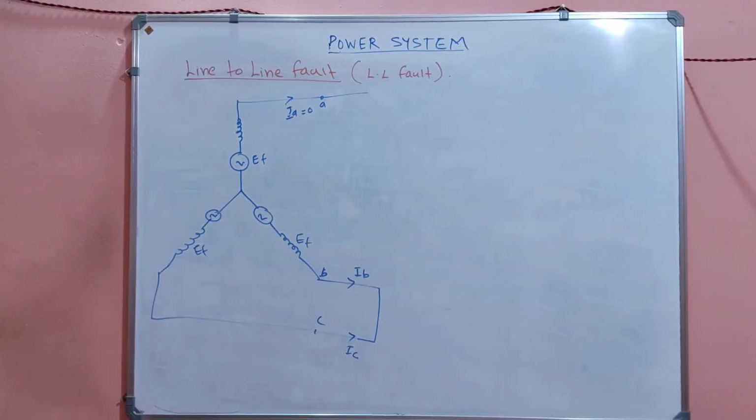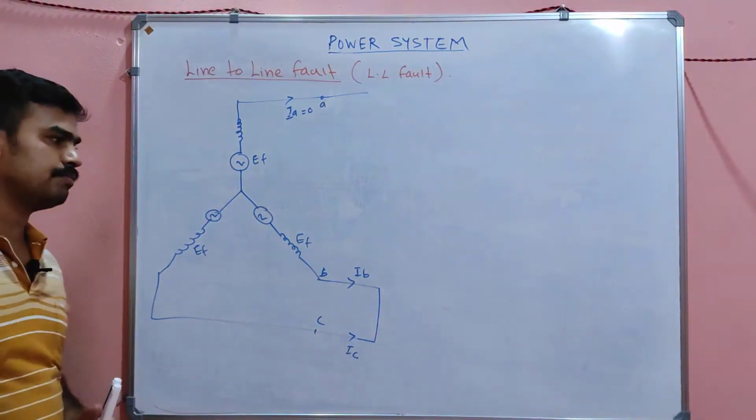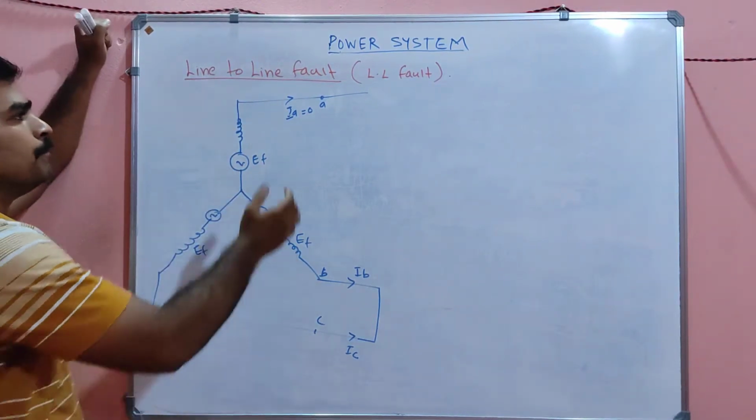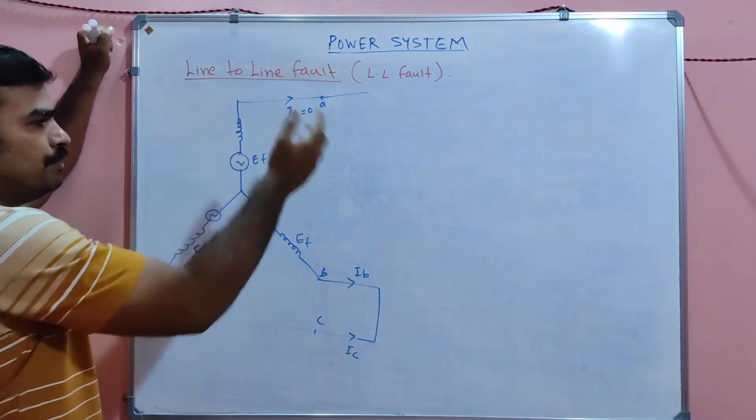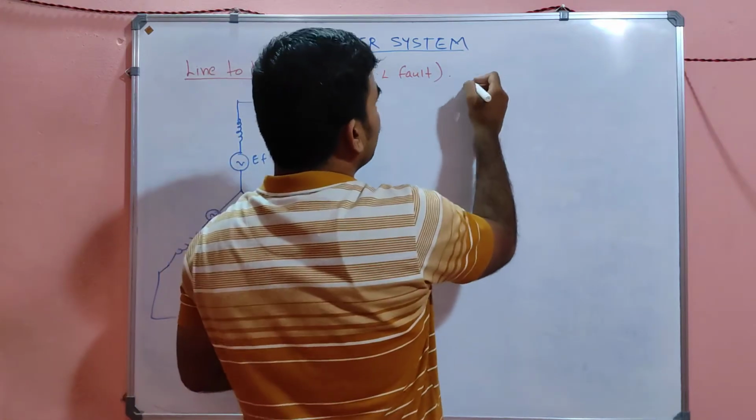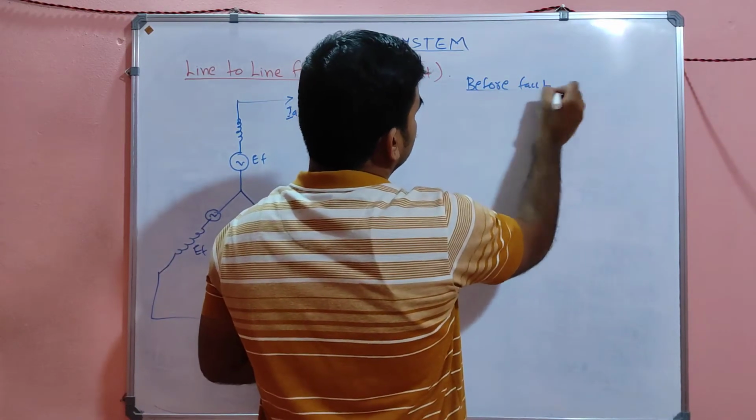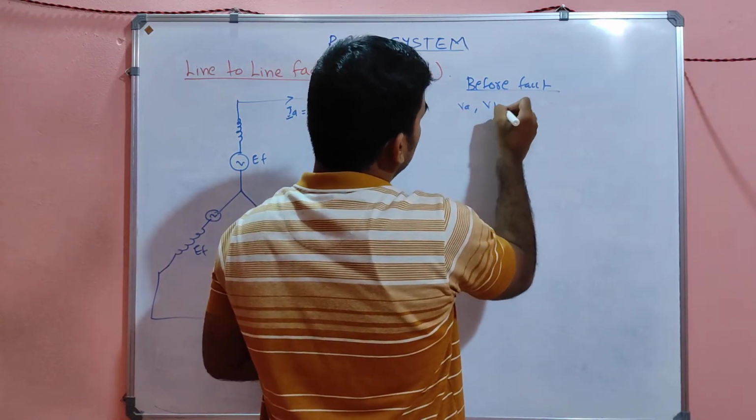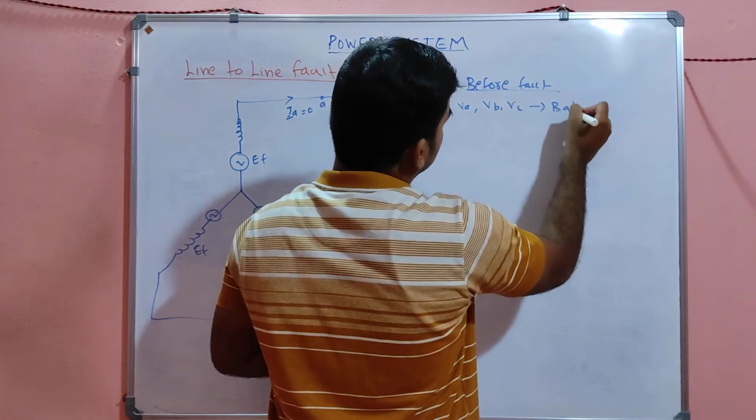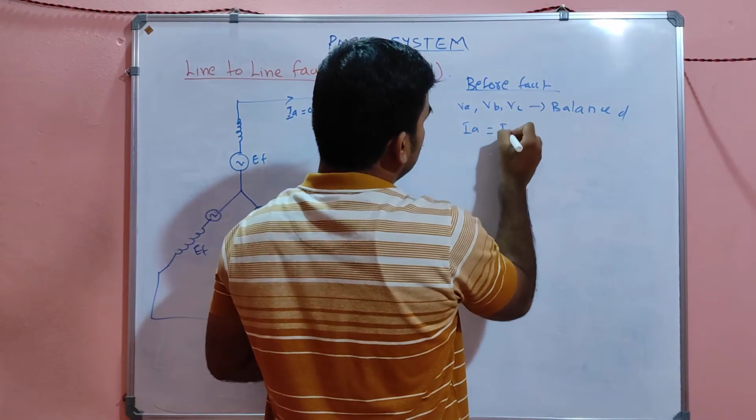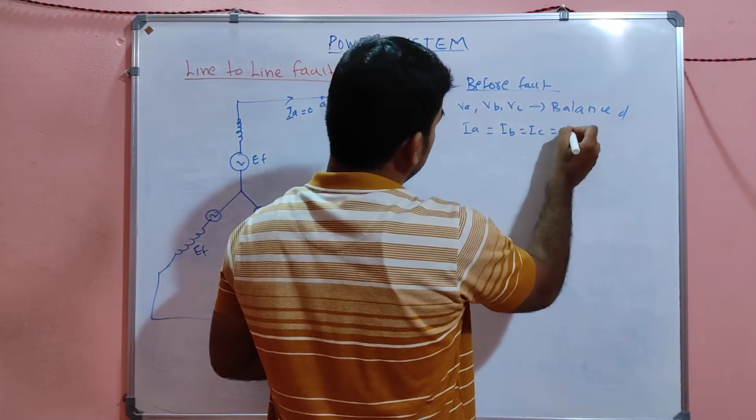So listen my dear, next we have to discuss the line to line fault. This is also a very important fault, my dear. So consider a balanced three phase. Before fault, VA, VB, VC are balanced, okay, and IA equal to IB equal to IC equal to 0.